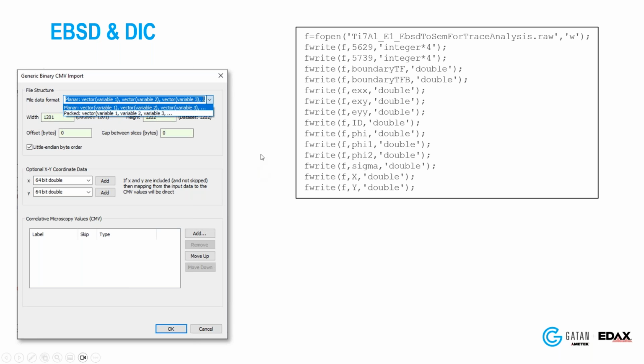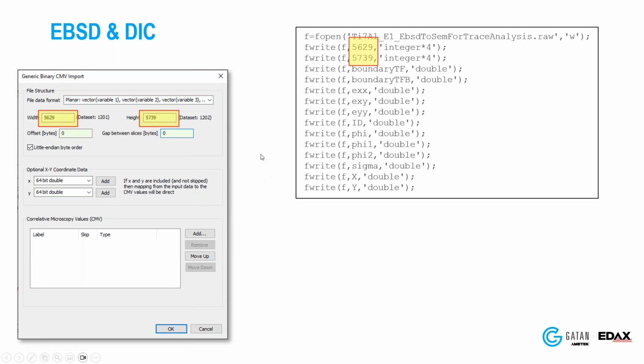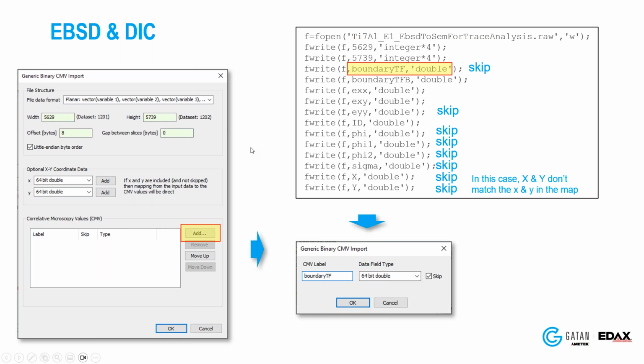It's kind of the format we borrowed. So the first thing I need to enter is the width of the data and the height. You'll see there, this is quite a bit more than our EBSD data, just so you know. The offset would be two integers, and so I need to account for that, which is 8 bytes there. And then there's no gap between the slices, so that's pretty straightforward.